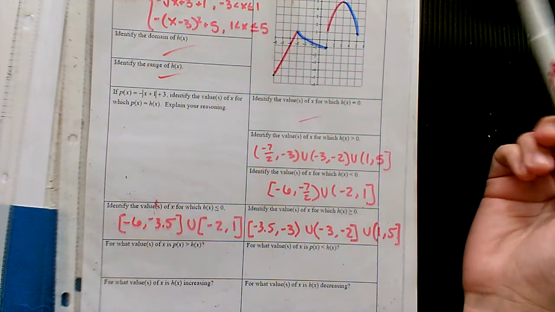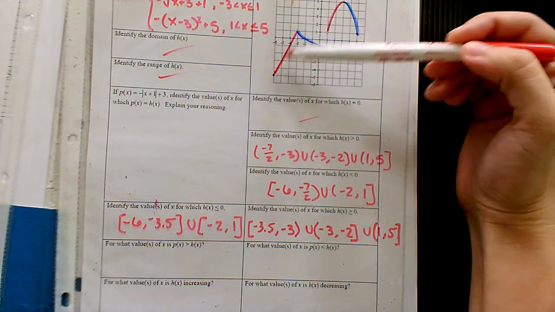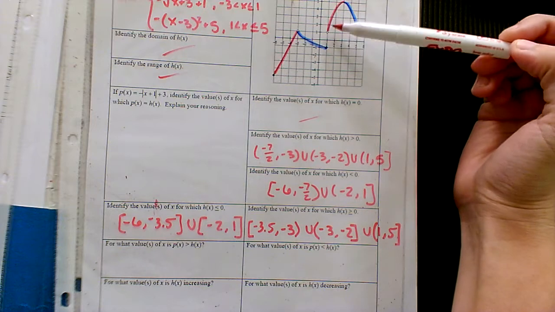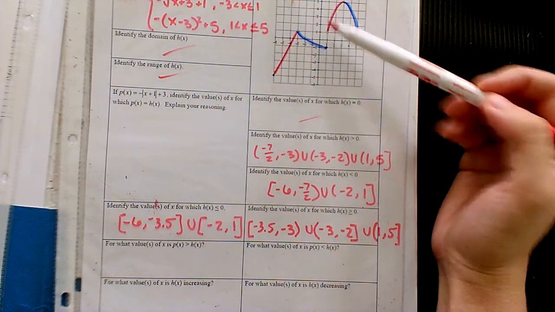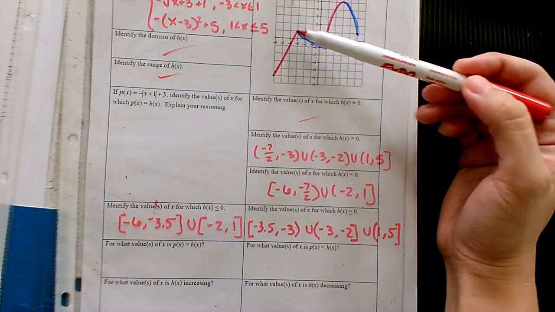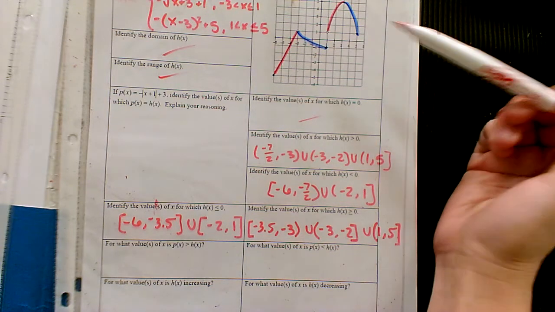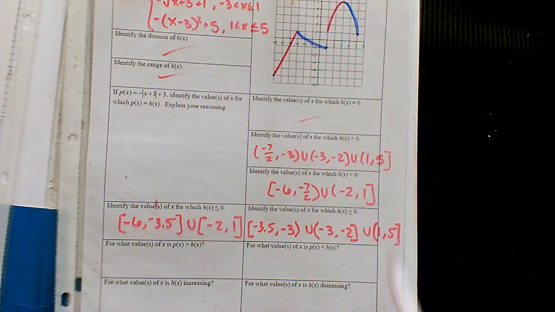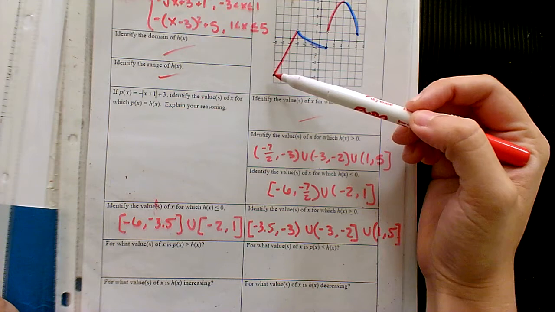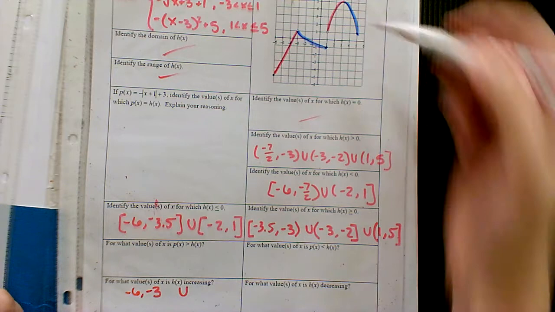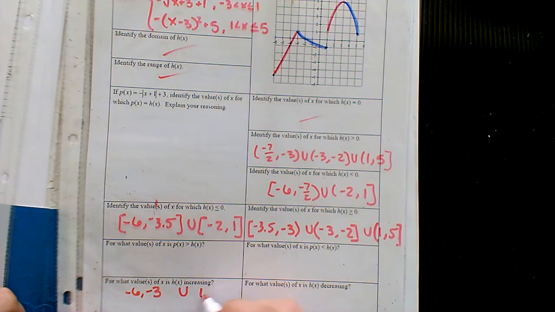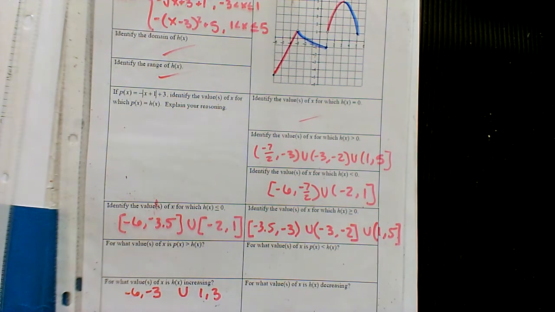If you were to trace the graph from left to right, you can label where your pencil would be going up, where it would be going down. So it looks like we have 2 intervals for increasing, but also 2 intervals for decreasing. So we're going to have to use that U in there somewhere. The first interval, we have -6 to -3. And our second interval, we go from 1 to 3.